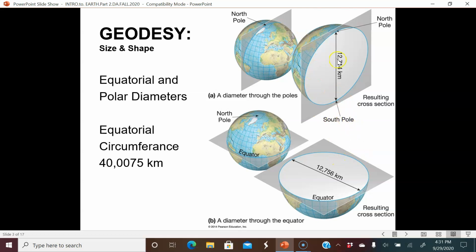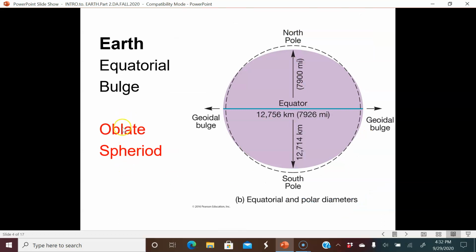Now notice there's a difference between the polar diameter and the equatorial diameter. Well, how much is that? It's about 0.3%. In other words, it's tiny, but it's there. So the Earth is not a perfect sphere. Rather, it's what we call an oblate spheroid. In other words, it's fat around the middle and squatty. However, not anywhere near as much, say, as the planet Jupiter or the planet Saturn.